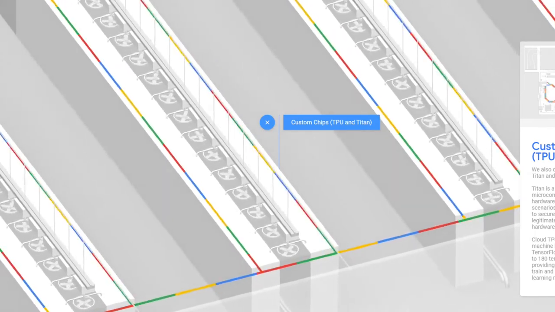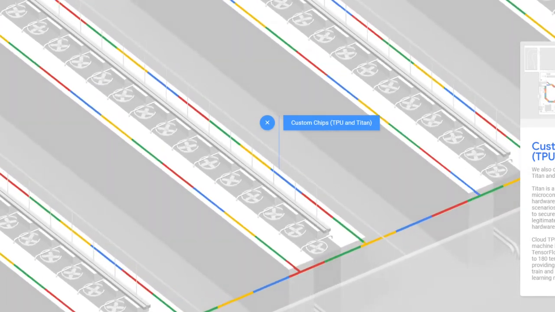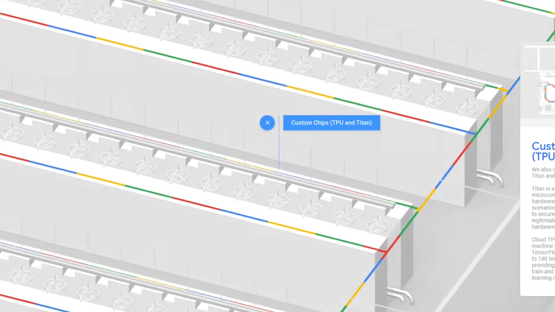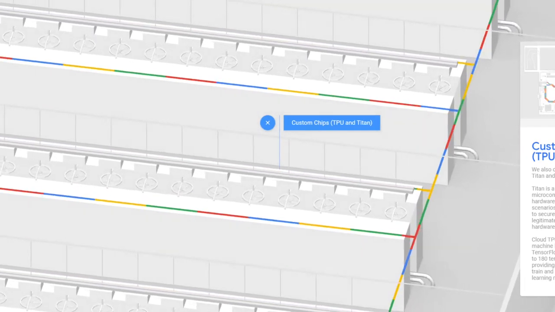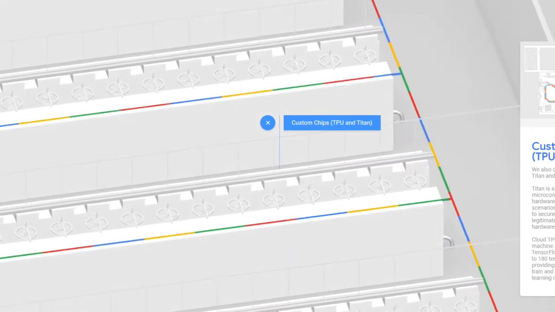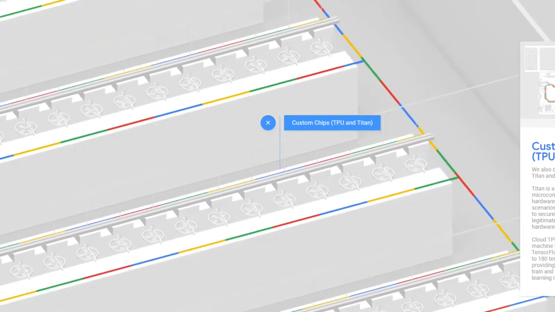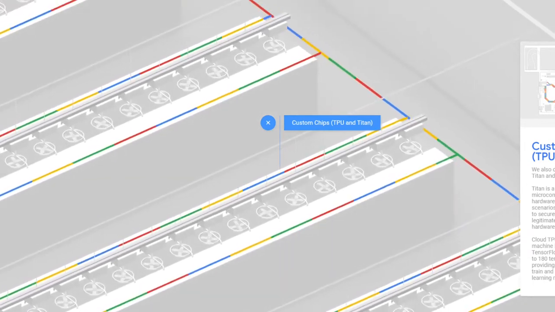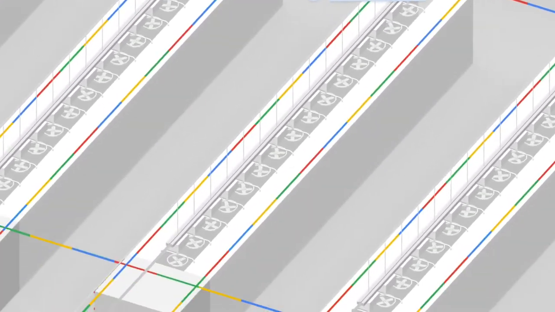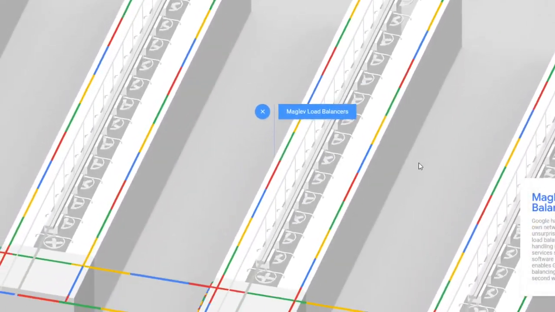We also design custom chips including Titan and Cloud TPUs. Titan is a secure low-power microcontroller designed with Google hardware. Cloud TPUs were designed to accelerate machine learning workloads with TensorFlow. Cool. Each Cloud TPU provides up to 180 teraflops of performance, providing the computational power to train and run cutting-edge machine learning models. Yeah, you don't say, man.